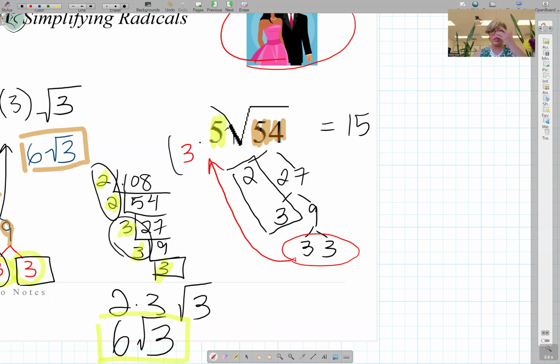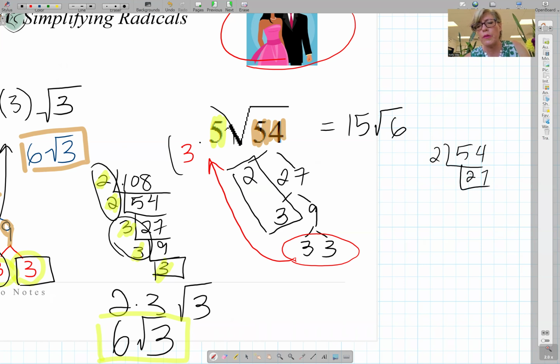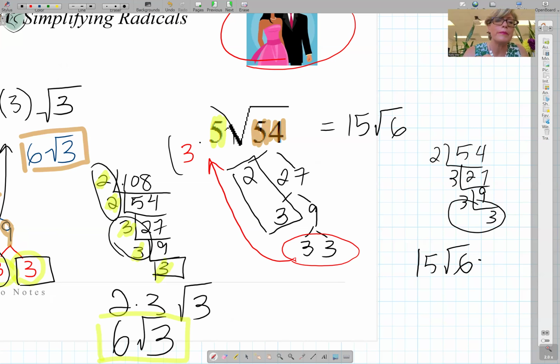They go over to each other's house. They have a home party or order Uber Eats, and it's 15 root 6. If you did this ladder style, it would look like this. We have 54, 2, 27, 3, 9, 3, 3. The 3s come out, times the 5, that's 15 root 6. That is called simplifying a radical.